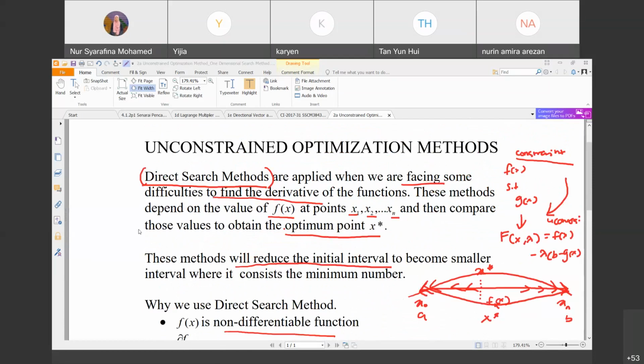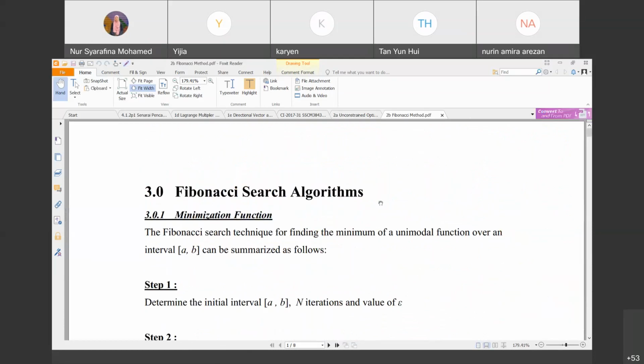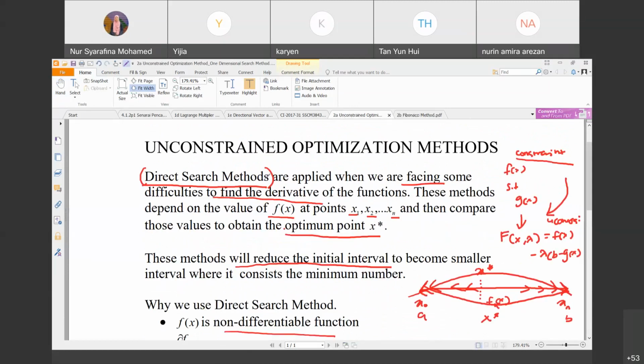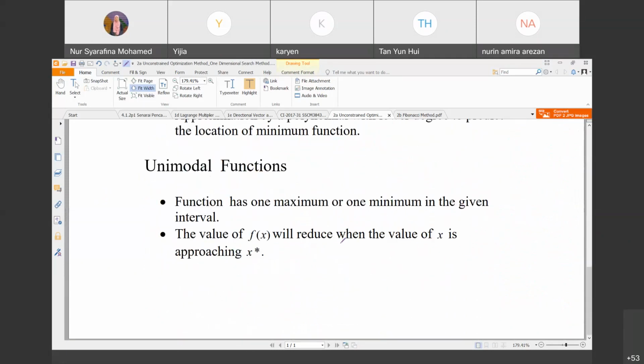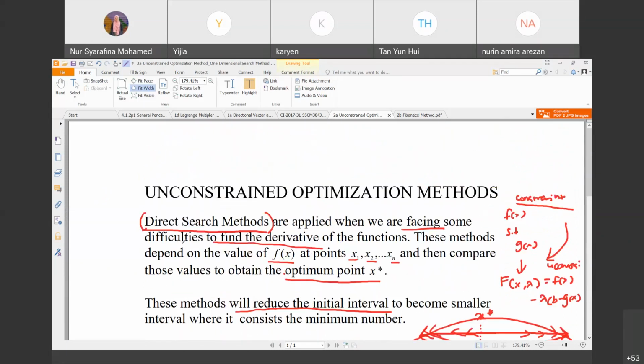Fibonacci method. So this is one method in direct search methods. Remember, in direct search method, we apply the reducing of interval to find the optimum solution. Why do we have to use it? When the function is non-differentiable. And how do we use it? We reduce the interval until we find the optimum solution, whether it is minimum or maximum. Is that clear? So this is just the explanation on direct search method.